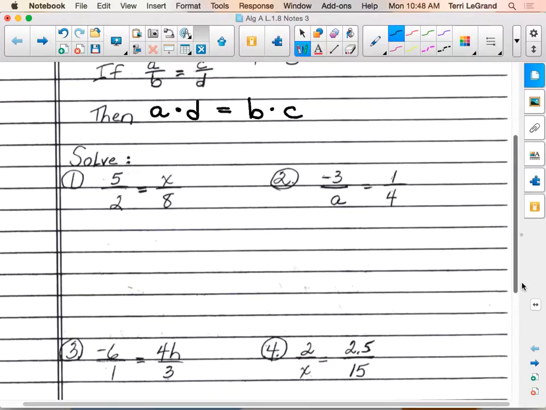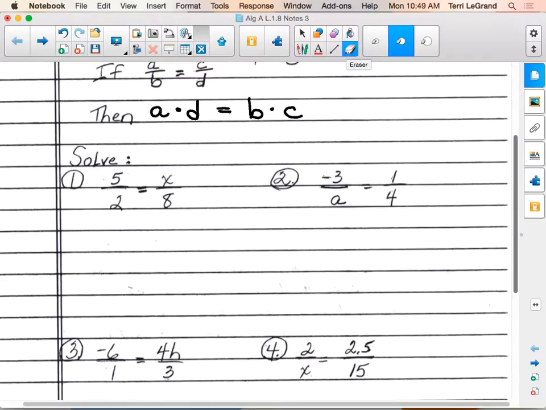Okay, first of all, let's think about this. If the numerator in this one is bigger than the denominator, what better hold true for that x? A bigger number. It better be bigger than what, first of all? 5. If this 5 is bigger than this 2, this better be bigger than the 8. So we can throw 2.5 out right away, can't we? Because 2.5 is not bigger than 8. So that doesn't even seem reasonable. So I have to have a number bigger than 8 at least.